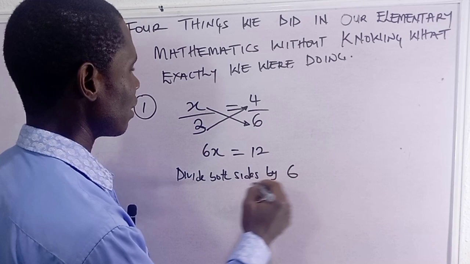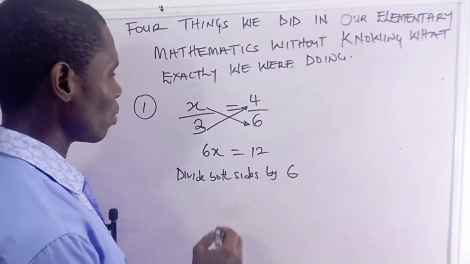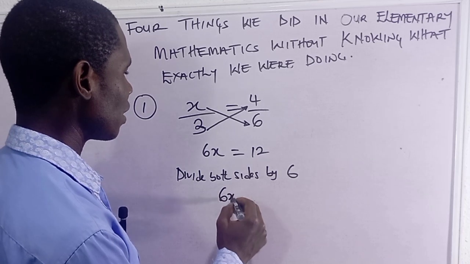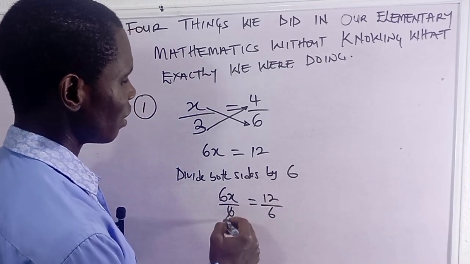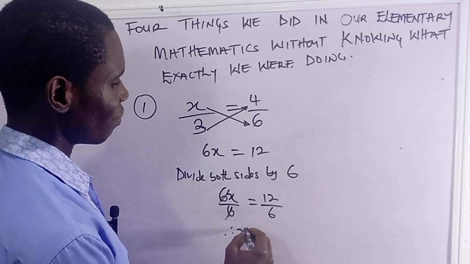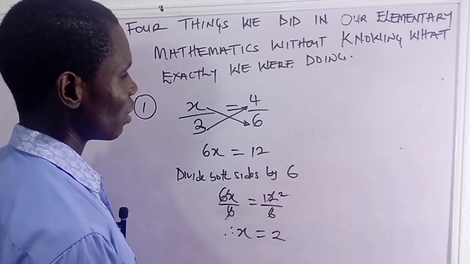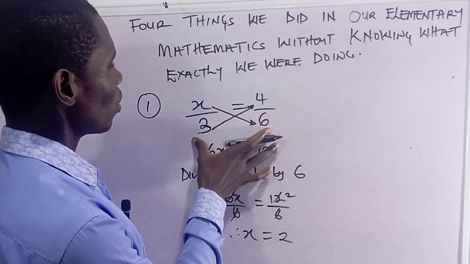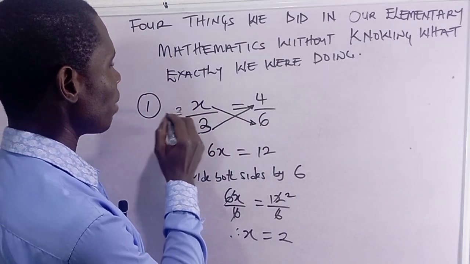by 6, which is the coefficient of the variable we intend to make the subject of the formula. So here we have 6x all over 6 is equal to 12 all over 6. 6 will cancel out, and therefore x is equal to 2 because 6 can go into 12 2 times. What we're actually doing here is multiplying both sides of the equation by 3.